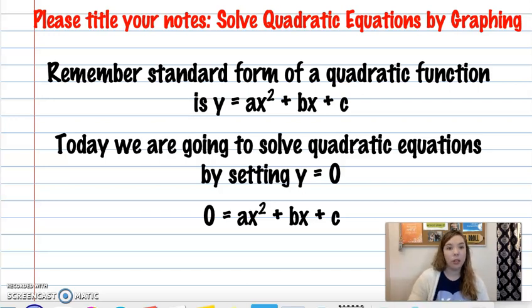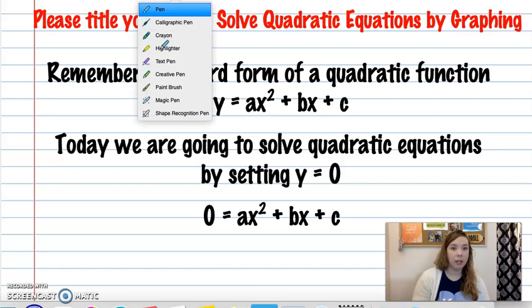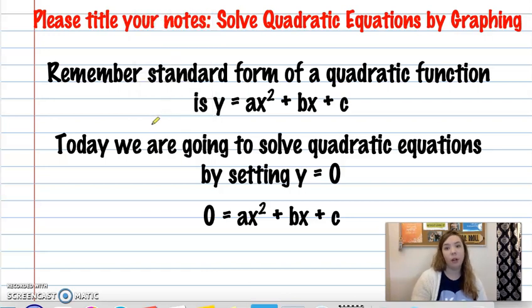So here, first thing we want to talk about, it says, remember standard form of a quadratic function is y equals ax squared plus bx plus c. So standard form is where we write it with our largest exponent in front, that x squared, and then we work our way to x to the first, and then a constant with no x. Today we're going to solve quadratic equations by setting y equal to 0. So it's the same form on the right-hand side, but we'll set it equal to 0. And essentially what we're doing here is we're trying to figure out what can I plug in for x that makes this 0.